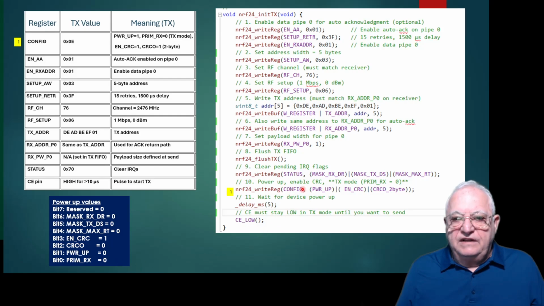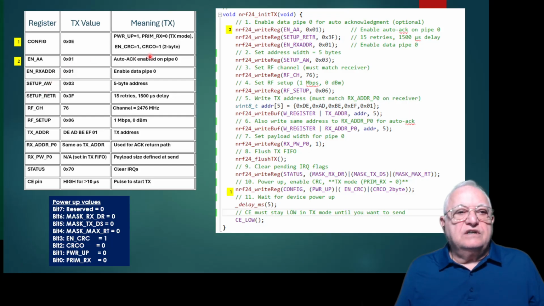I get the config address and the values how I want it to be modified. So set up actually. Next, the auto acknowledge. Here I have EN_AA set to 1. Next, I enable the data pipe.